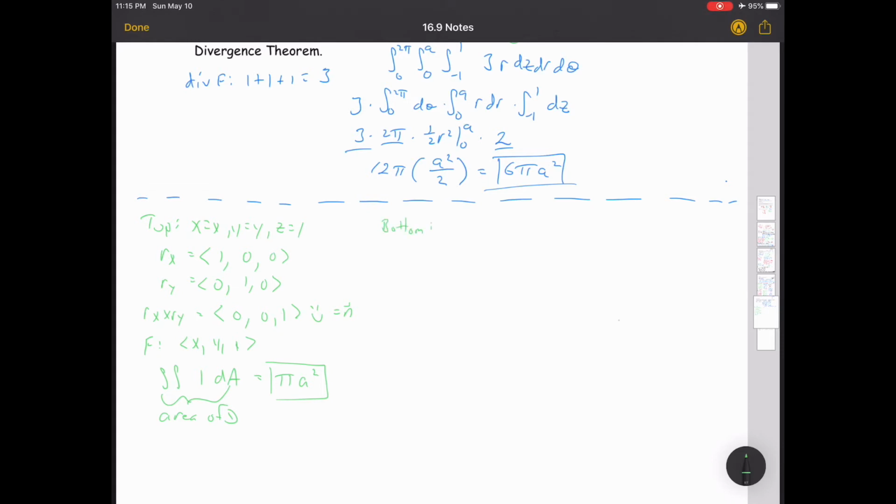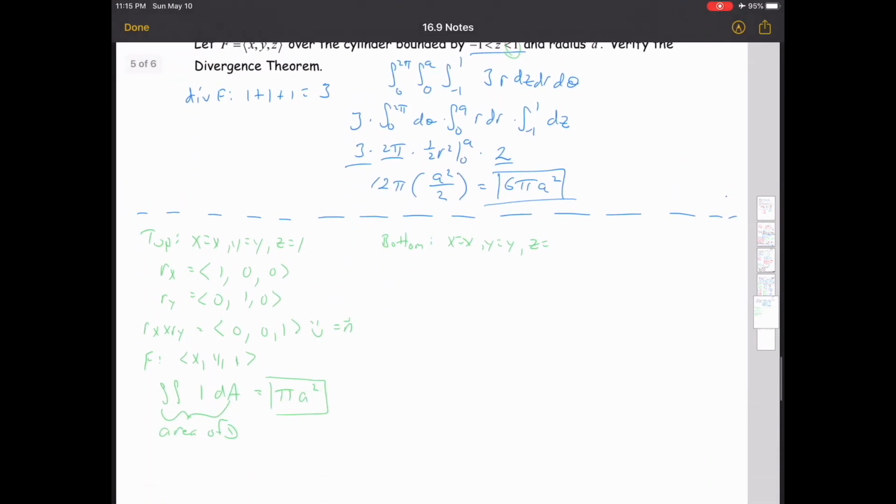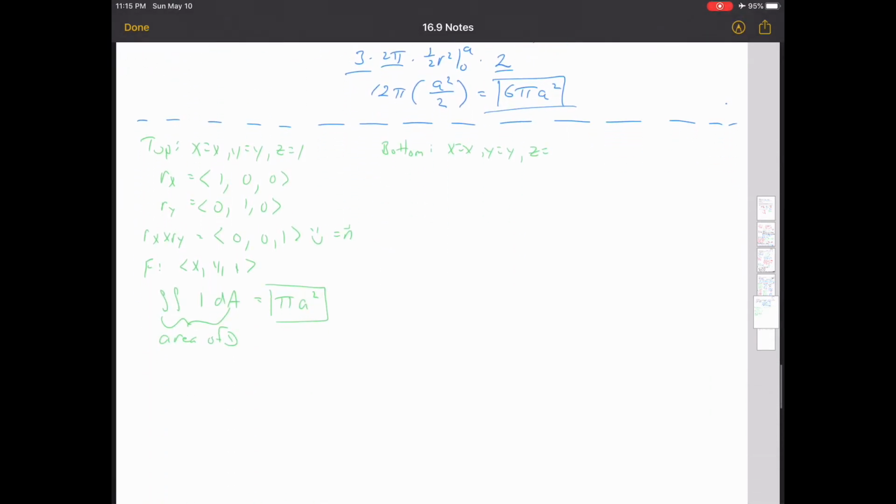Okay, same exact idea. X is x, y is y, and in this case z was, I believe, -1, correct? Yeah, -1. I am not going to go through the cross. We should know this is the bottom disk. The z component should be facing straight down. So our normal vector here, or the cross product, should be 0, 0, -1.